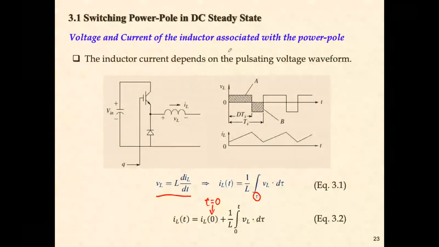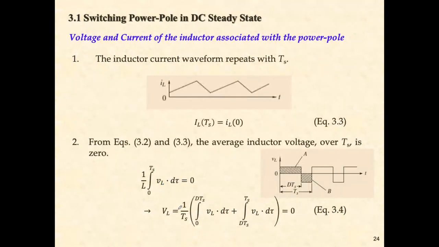Now it is the DC steady state. So it means that the initial condition should be equal to, or identical to, the final state, right? That's why we have equation 3.3. Actually, equation 3.3 is the condition of the DC steady state: final state is equal to initial state. So with this condition, equation 3.2 should look like this.